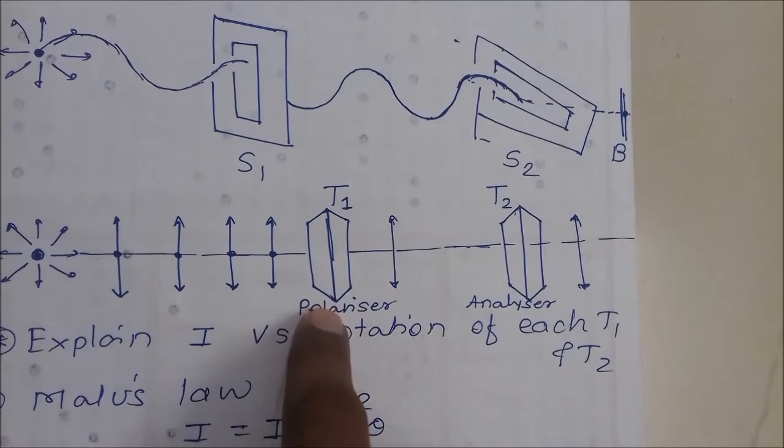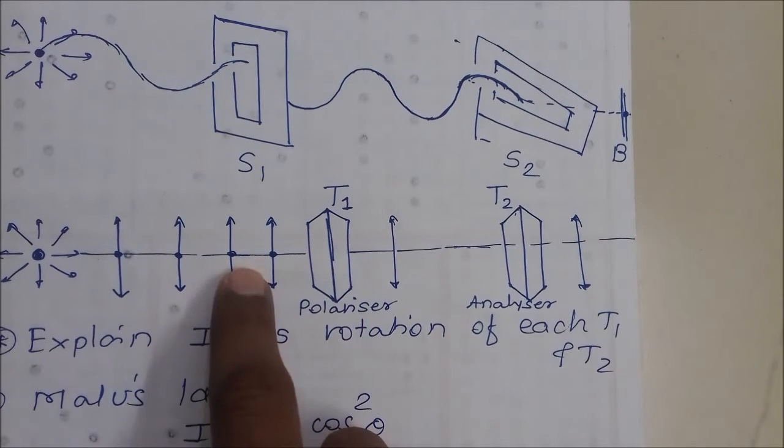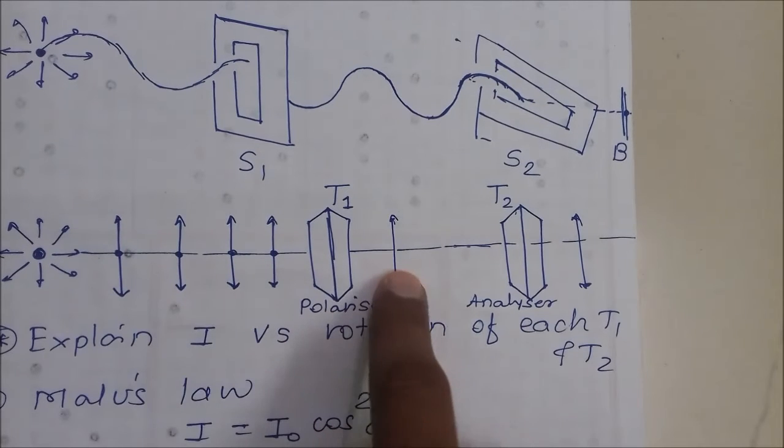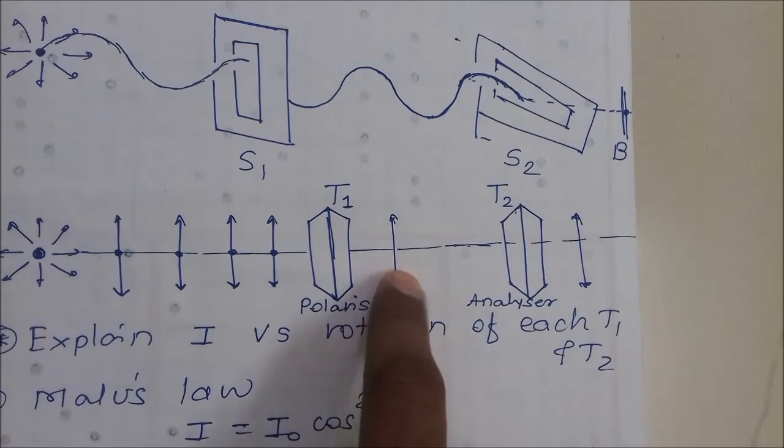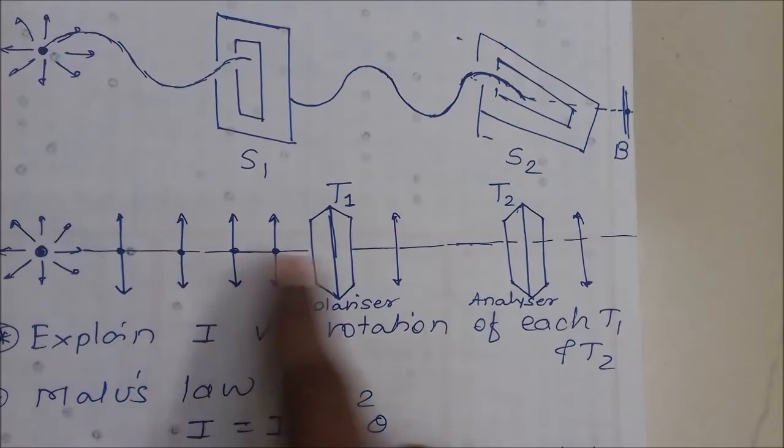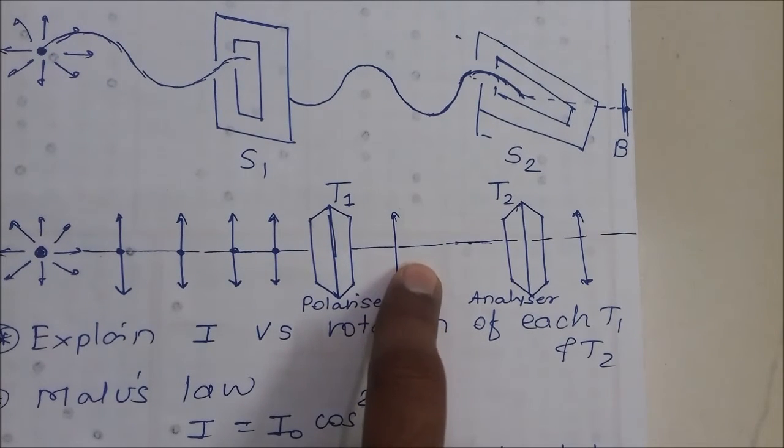This polarizer allows only light which is vibrating in the vertical plane. Here vibrations are present in all directions. Here vibrations are only present in the vertical direction. So when unpolarized light becomes polarized, intensity always becomes half.